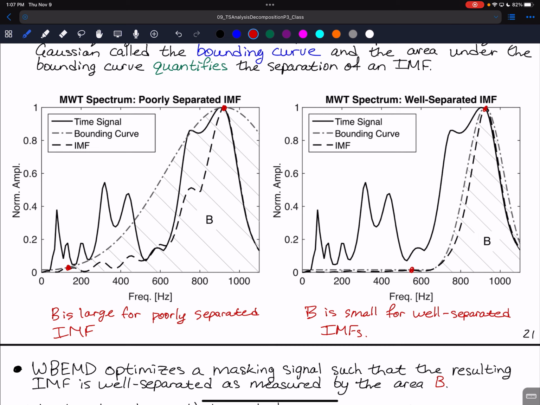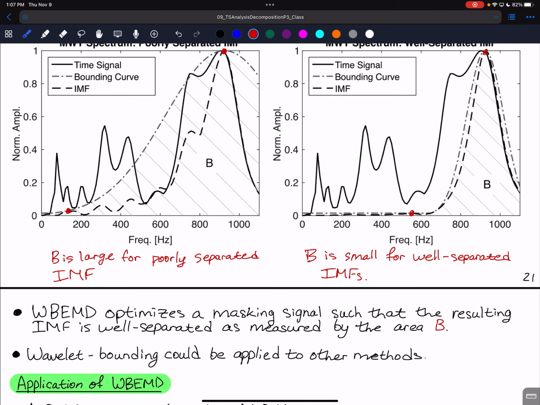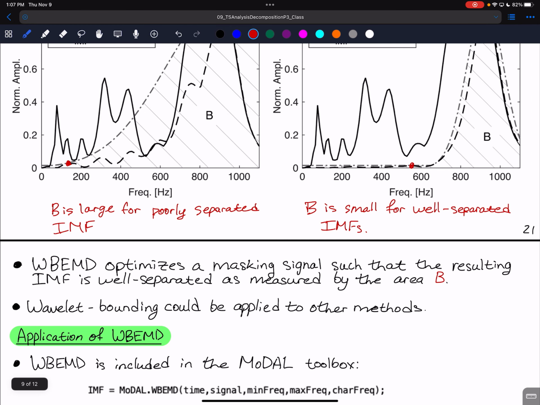Okay, and like I said, the idea of the wavelet-bounded EMD is to optimize a masking signal such that the resulting IMF is well separated as measured by that area B. And this wavelet bounding technique could be applied to other methods, such as variational mode decomposition, potentially dynamic mode decomposition, and others as well.